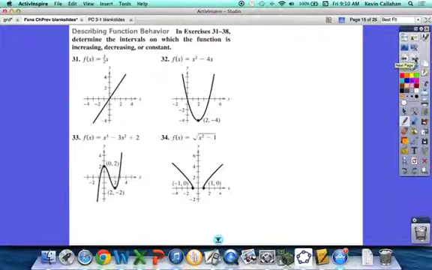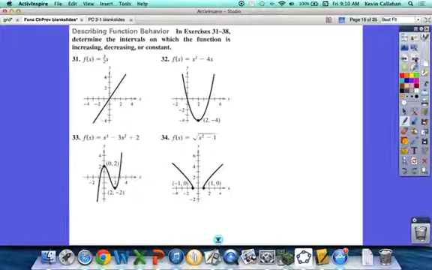Okay, remember the increasing and decreasing. For example, what is this function doing here? Increasing, right? How would you state that? What's the interval that it's increasing? -infinity to +infinity, right? They're x values.